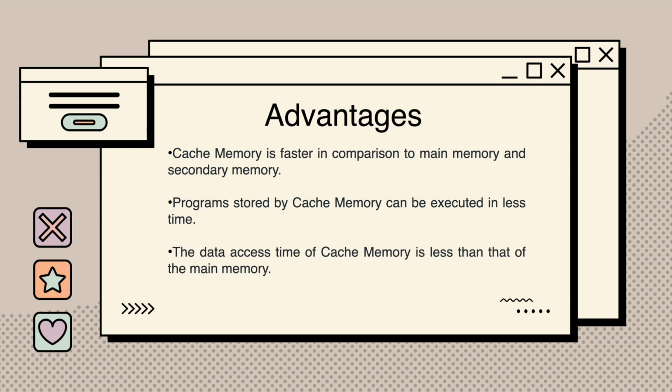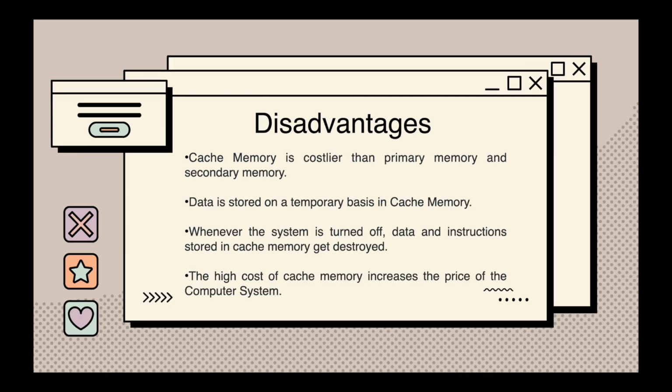Now we will look at the advantages and disadvantages of cache memory. Advantages. Cache memory is faster in comparison to main memory and secondary memory. Programs stored by cache memory can be executed in less time. The data access time of cache memory is less than that of the main memory. Cache memory stores data and instructions that are regularly used by the CPU. Therefore, it increases the performance of the CPU.